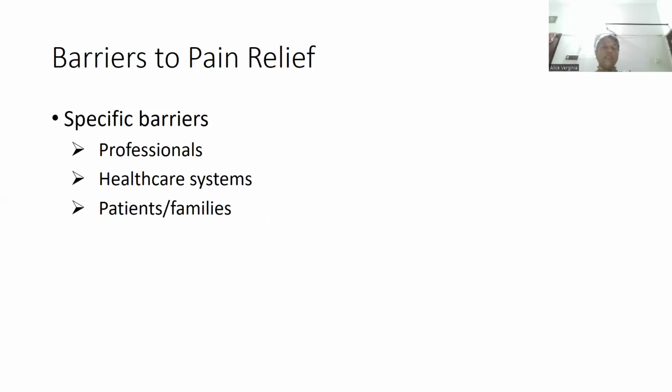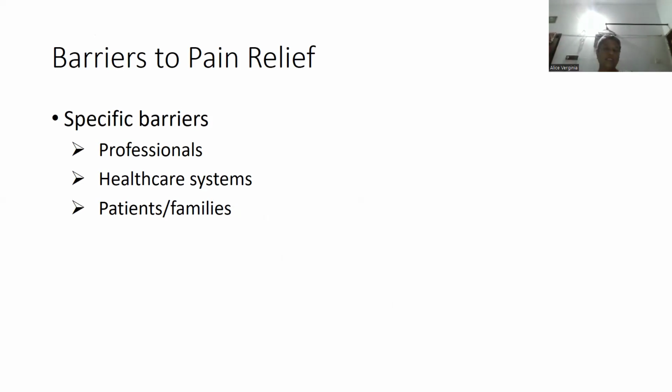So, what are the barriers to pain relief? Specific barriers are, one, we professionals ourselves. When a patient says it is paining, we say, oh yeah, it is okay, since you have undergone a surgery, you will have pain. It's because of cancer you are having pain. Because of your wound, you are having pain.